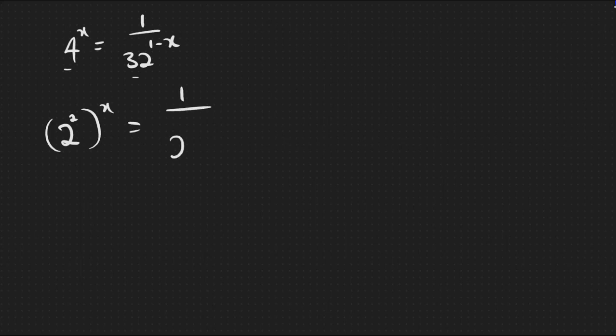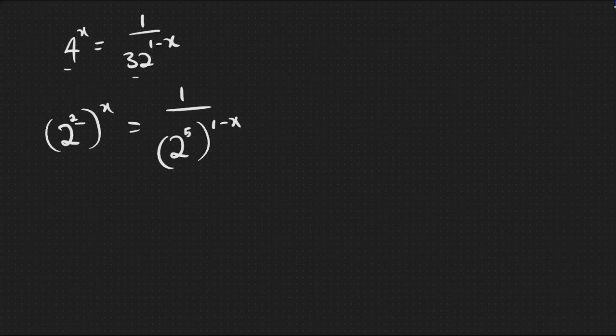Another question is, when you have 4 raised to power x is equal to 1 all over 32 to the power of 1 minus x. So in this case, how are we going to approach this problem? We're going to approach this problem by converting all to the lowest possible multiple, that's 2. So now we will have 2 raised to power 2, to the power of x, is equal to 1 all over 2 to the power of 5 all raised to power 1 minus x, right?